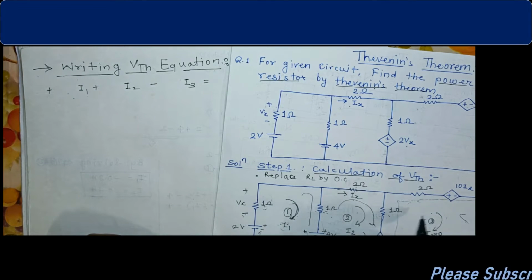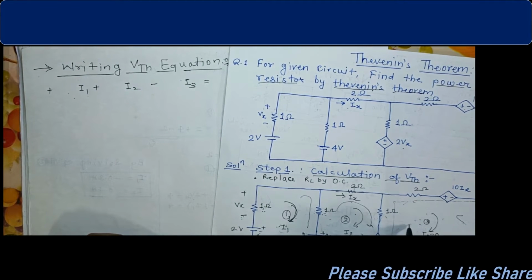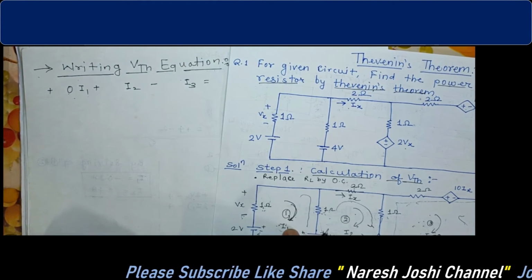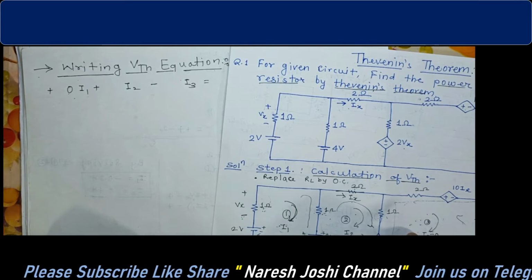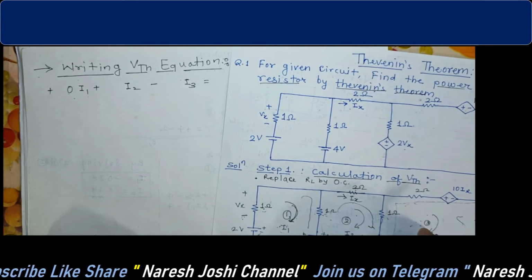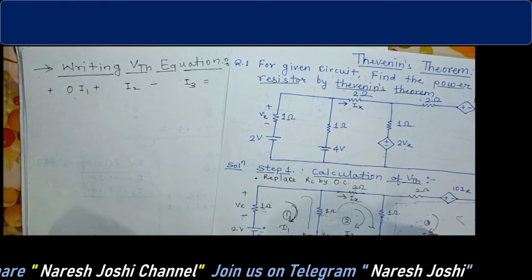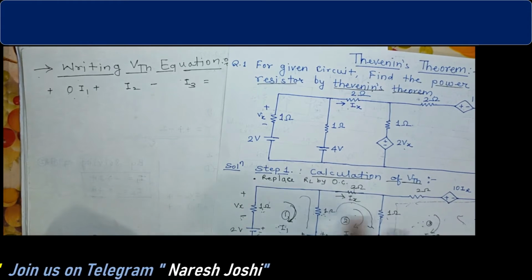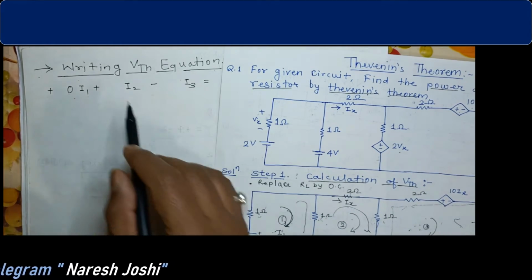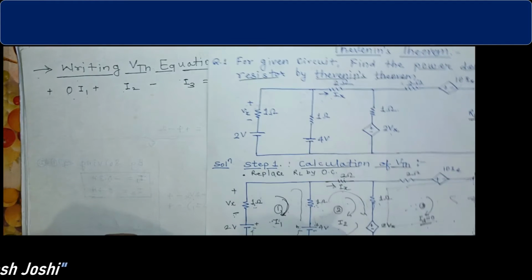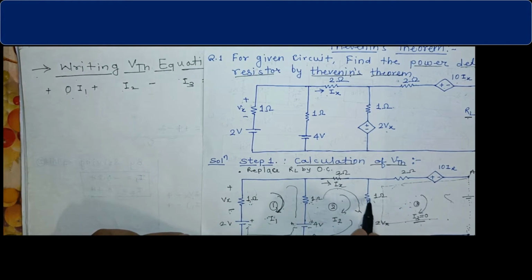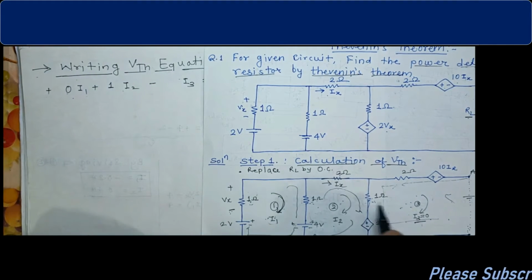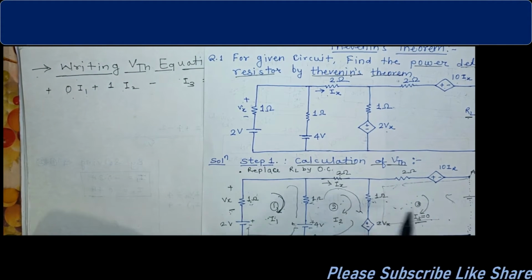I1 is not passing through any resistance of this mesh 3. So here I will write 0, because you can see current I1 is here and mesh 3 is here. So current I1 is here and mesh I3 is here, so there is no connection between these two meshes. Now next, what is the magnitude of I2? I2 is here, you can see this I2 is passing through this 1 ohm. So I will write here 1, because this resistance is common for this mesh and this mesh, mesh 2 and mesh 3.